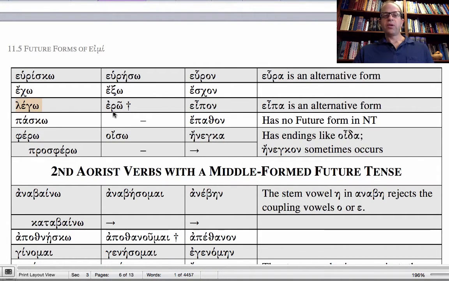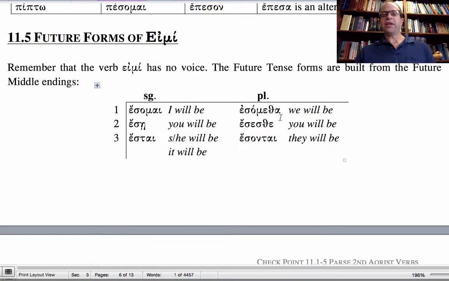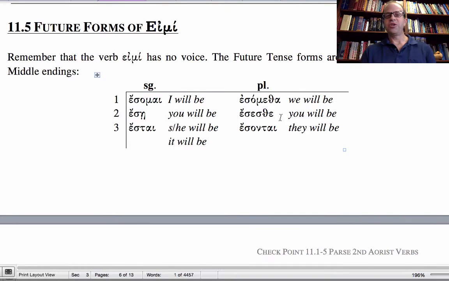Look at lego, which in the second aorist formation is eipon, and sometimes though you'll see eipa. So you'll have eipas, eipen, eipamen, eipate, eipan. You'll have a different formation with alphas that'll be using the secondary tense endings. That may throw you off, it may not. You'll sometimes have imperfect looking endings with omicron, epsilon, coupling vowel, and sometimes you'll use alphas, like the first aorist.